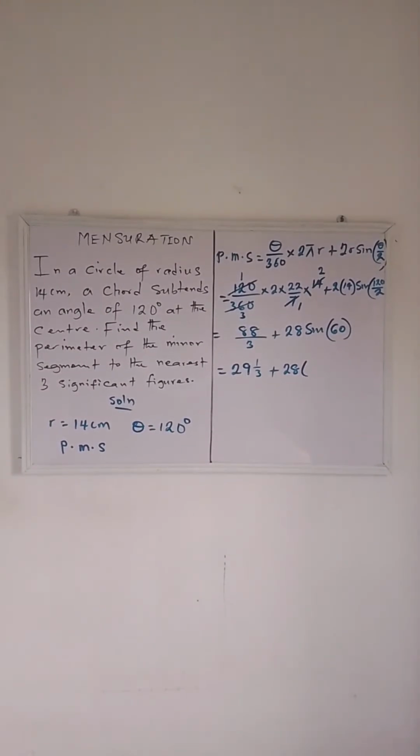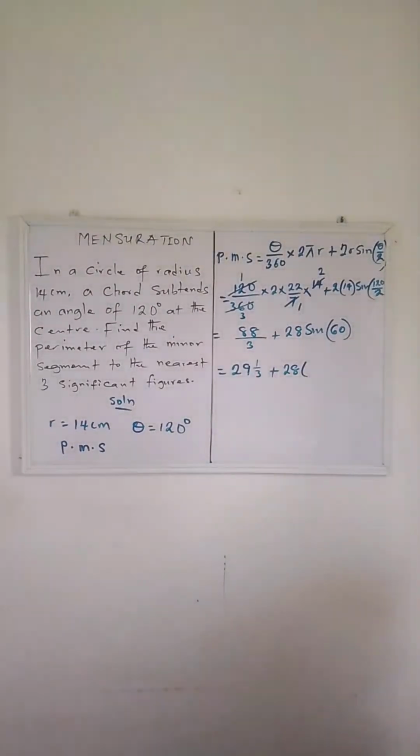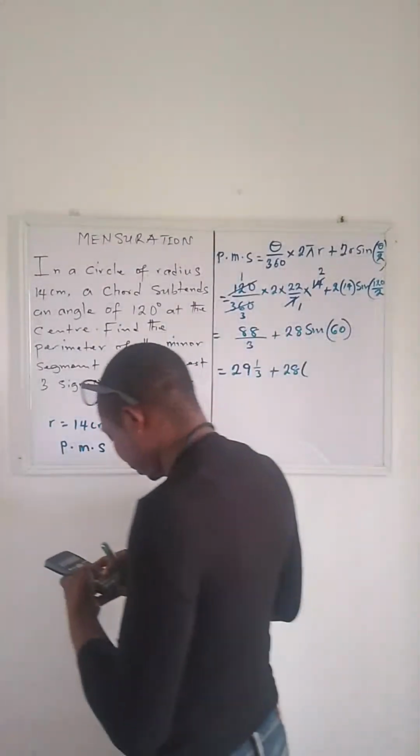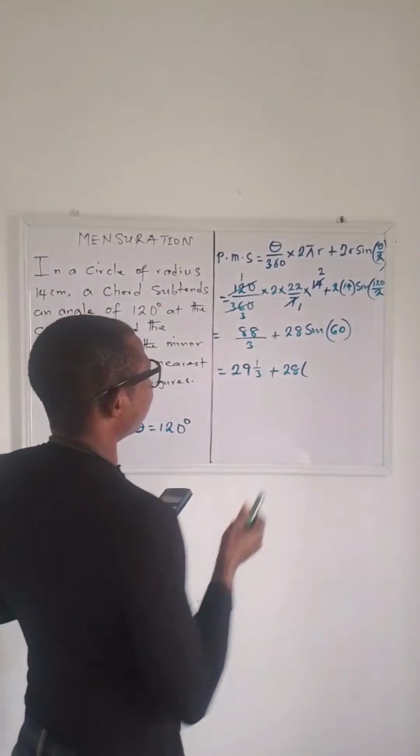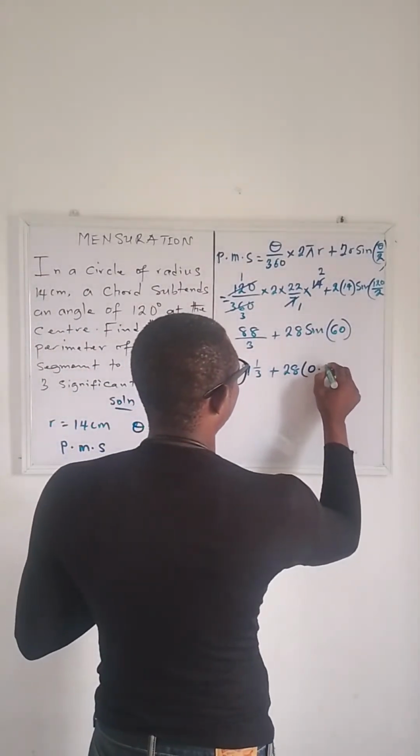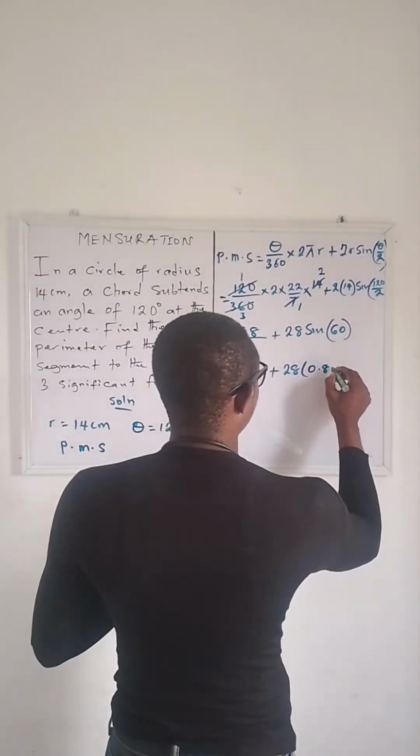Okay, so what is sine 60? Sine 60 is 0.866.